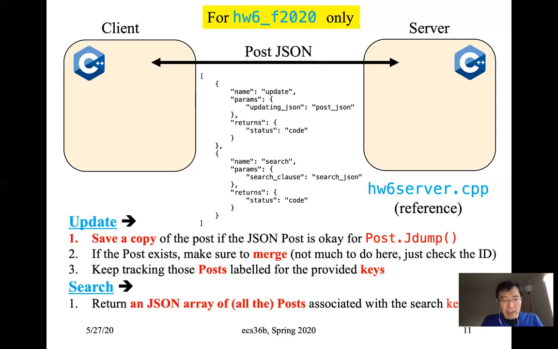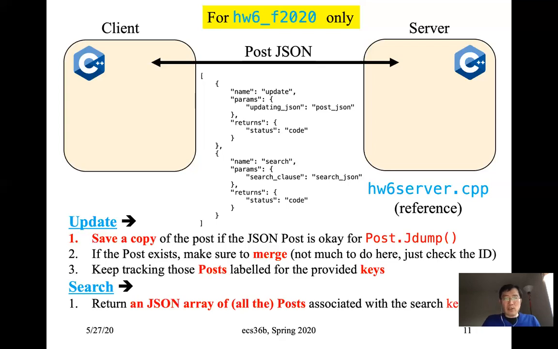If you save in memory, and it dies and you want to run it again, you need to update. But if you do it the persistent way, saving a copy as a file in your local file system, then when you run it, you don't need to update again. You can just continue to run the search immediately. Okay, so that's number one: receive a post, do a JDump to check, and then you have to save a copy. That's the number one thing you need to do, which is update.